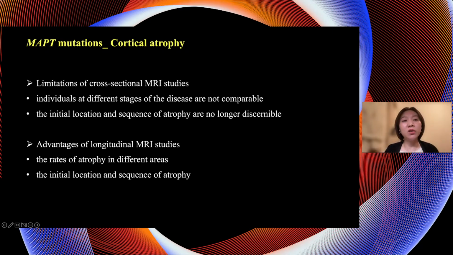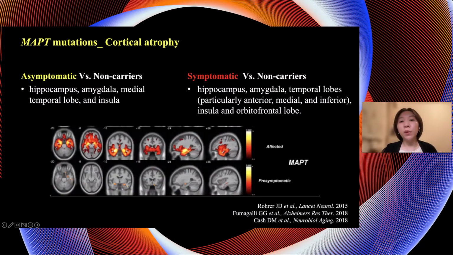That's why we need to do longitudinal MRI studies. We can see the rates of atrophy in different brain regions. We can see where the initial atrophy begins and how the sequence of atrophy spreads. So this is what we do. This is a cross-sectional.